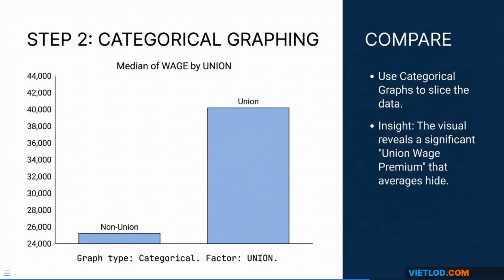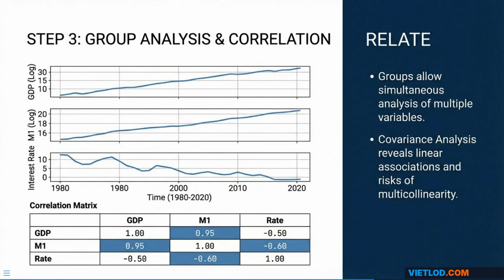The visual insight is immediate and powerful. The bar for union workers is significantly higher than for non-union workers. This reveals a substantial union wage premium that was not visible in our initial analysis. While the overall median wage was $19,000, this categorical graph might show that the median for non-union workers is closer to $18,000, while the median for union workers is over $25,000. This is a key insight that simple averages would completely miss.